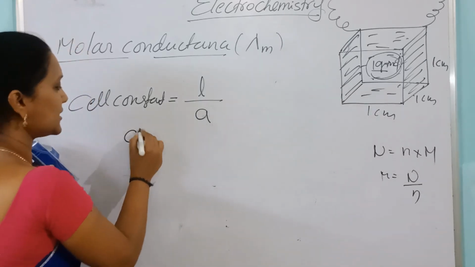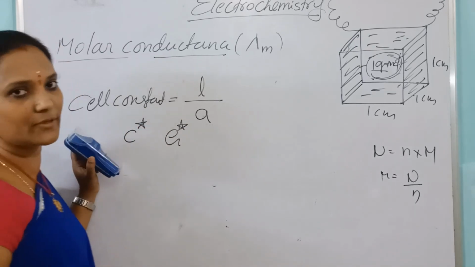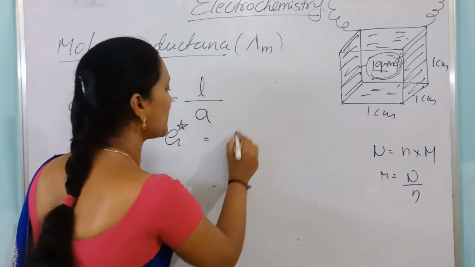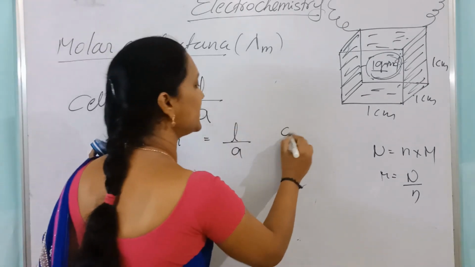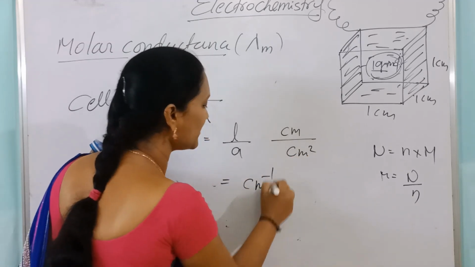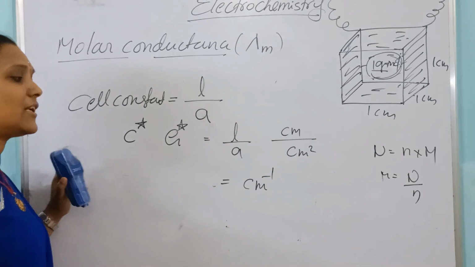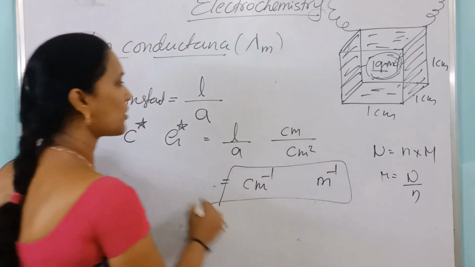This cell constant is represented by C star or G star. Okay, C star we can use or G star. It is equal to L by A. Now what are the units here? Length in centimeter and area in centimeter square, so it is nothing but centimeter inverse. If both are given in meters, then meter inverse. So that is the unit of cell constant.